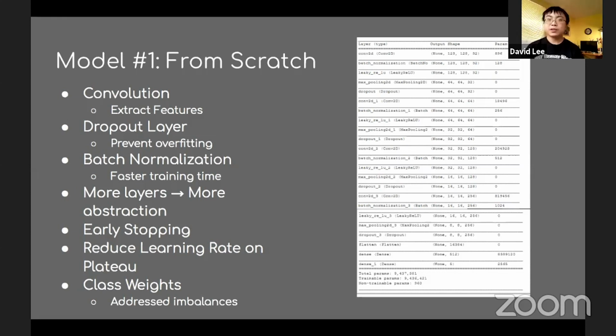We used several different methods when fitting our model to our training data. One such method was early stopping, which stopped training when the model plateaued on accuracy. We also reduced the learning rate of the model to prevent it from shooting past a high enough accuracy. And finally, we addressed imbalances using class weights, since our data was quite imbalanced.